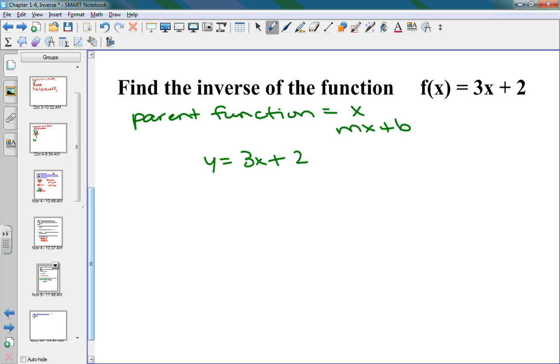Step 2. Swap x and y. So this is x is equal to 3y plus 2. Step 3. Solve for y. So I'm going to subtract x and then divide by 3.